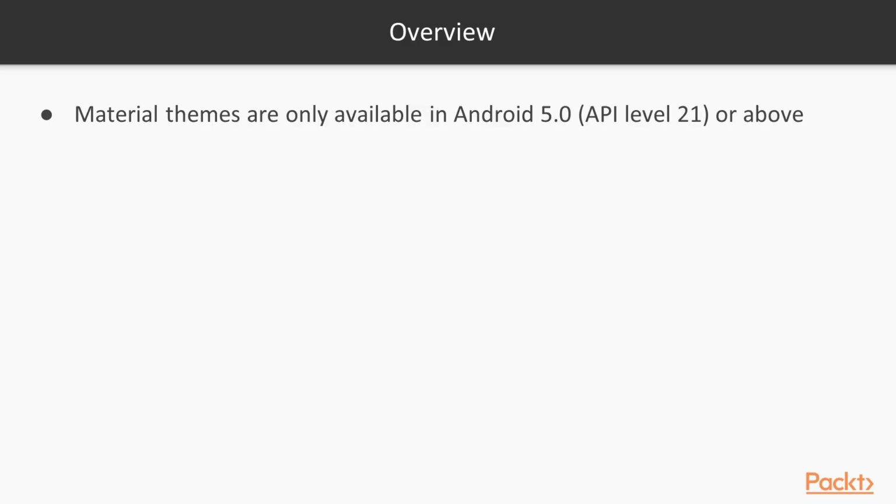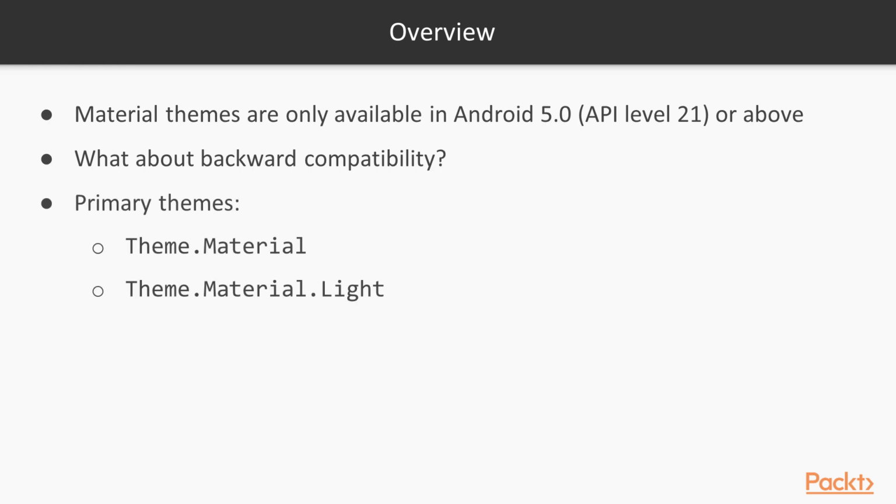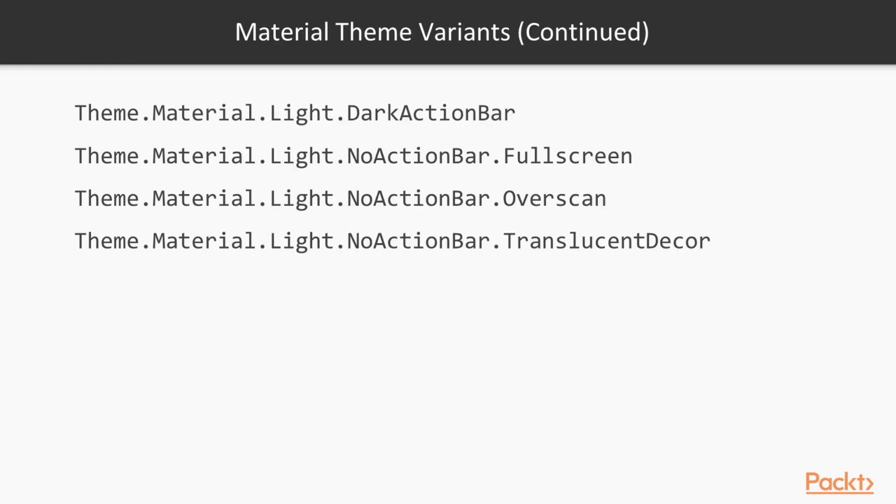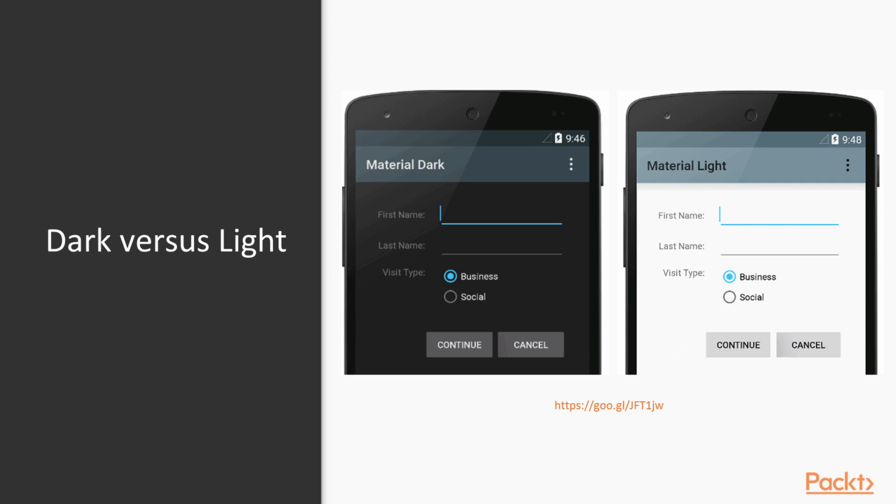Material themes are only available in Android 5 or above, so we need backward compatibility. We will talk about it in the next videos. It has two primary themes, theme.material and theme.material.light. There are lots of material theme variants like theme.material.noActionBar or theme.material.noActionBar.fullscreen. Each one has its own usage. Dark theme has a dark background with light text, and the light theme has a light background and dark text.